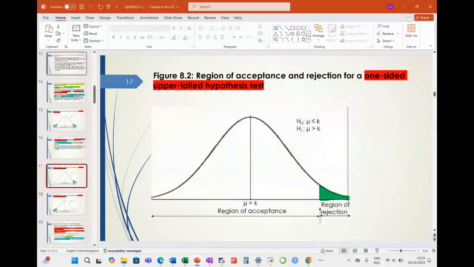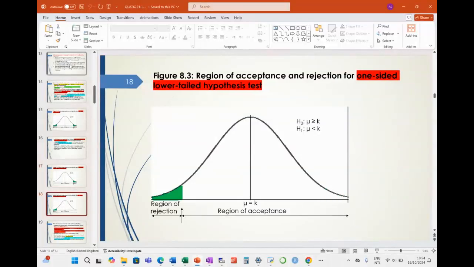Okay, so here I just want to highlight you get the one-sided upper tail test. There we're looking at a situation where your H0 says the mean is less than whatever value we've formulated from our claim, and then your H1 is obviously saying greater than. And then you've got the one-sided lower tail as well.